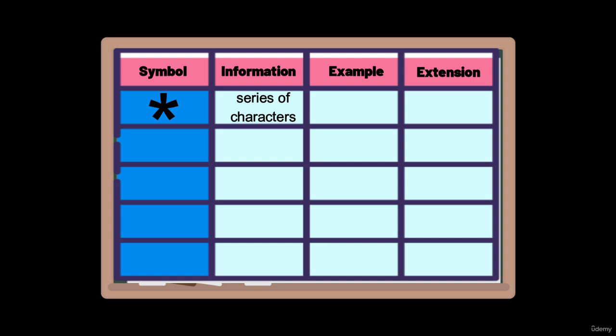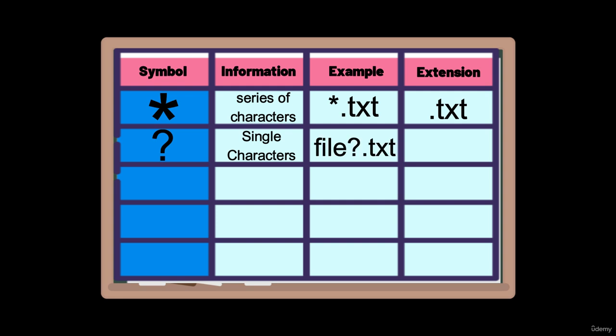For example, star.txt will match all files with a .txt extension. Understood? Next, the question mark replaces any single character in the file name and extension. That means this matches any single character, only one character. For example, file?.txt. Now we have only one question mark after file and before the .txt extension.